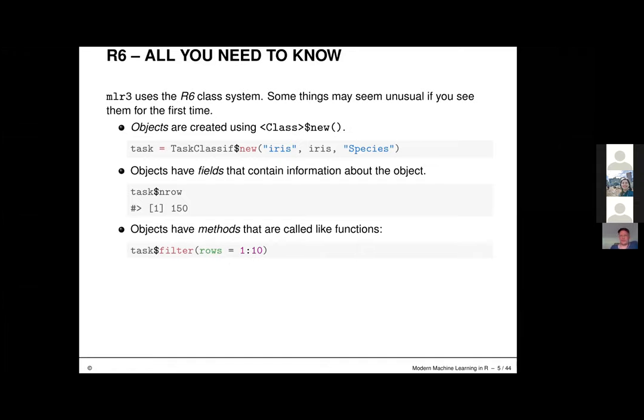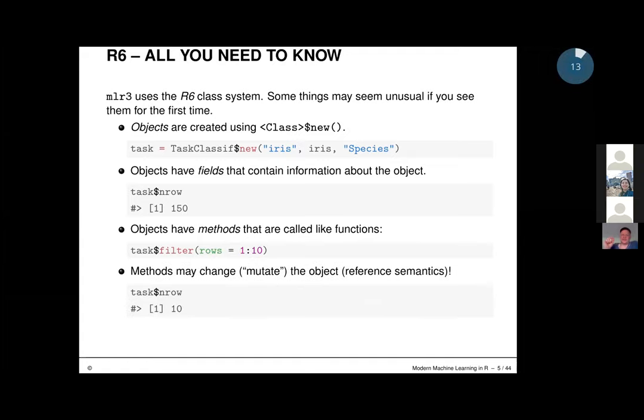And what's special about R6 objects is that if you do this operation here, you mutate the object in place. This is something you might know from environments in R. This is also called reference semantics in other languages. So after calling the filter method here, and you don't have to assign this to the object task again, just by calling this, you change the object task. So if you again ask how many rows you have, it's only 10 now. This is something many people are not used to in R. But this is basically what environments are also doing in R.